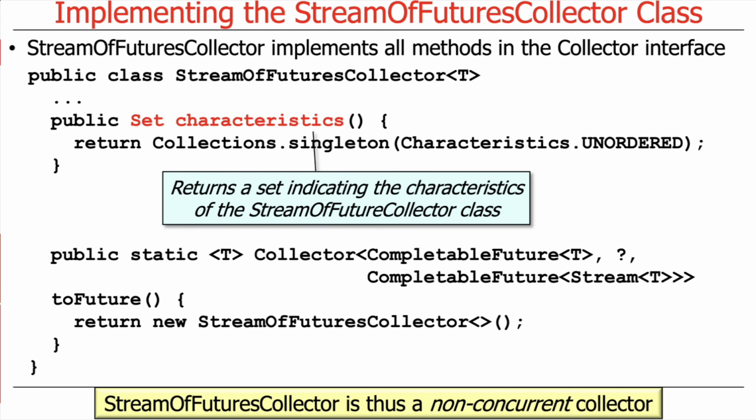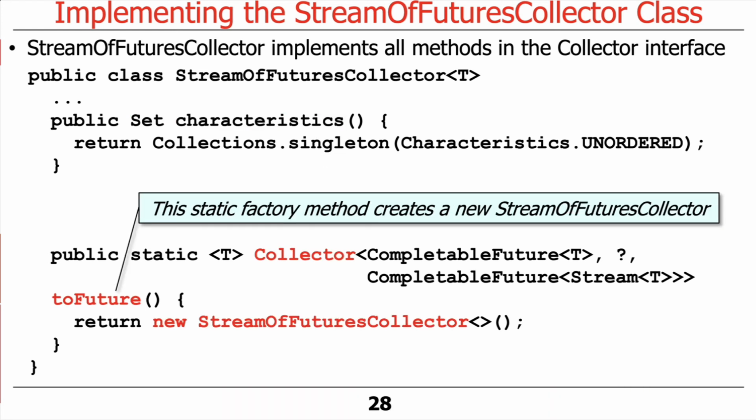Another little quick note here, we have a characteristics method that will return the characteristics that matter. In this case, it's unordered. And we have the toFuture class, which will create a new stream of futures collector.